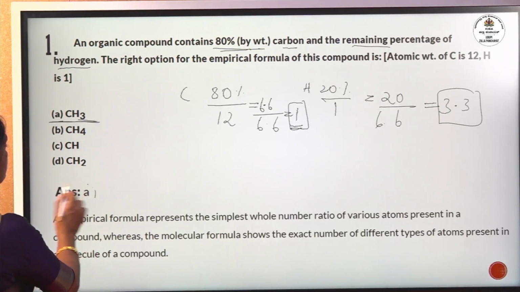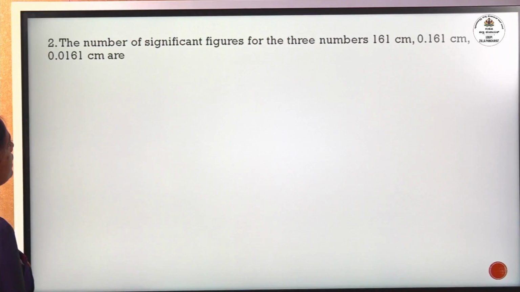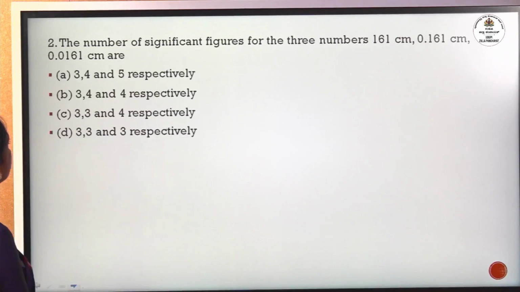So option A is the correct answer. We'll move on to the next question. The number of significant figures for 3 numbers. 3 numbers are given. Easily you can do this. So answer, we'll check the options 3, 4, 5.